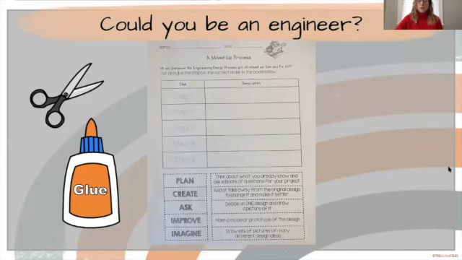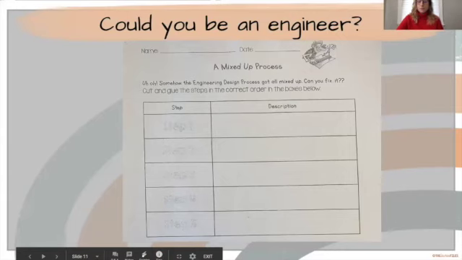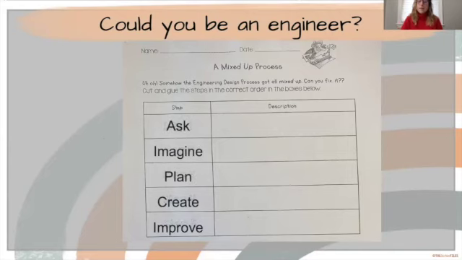Now that you have all of your materials, you can go ahead and cut out on the dotted lines. You're going to cut out each step of the engineering design process and then what those steps mean. I will help you by first telling you the order of these steps. Ask, imagine, plan, create, and improve. Why don't you pause the video so you can glue those words into the correct boxes.